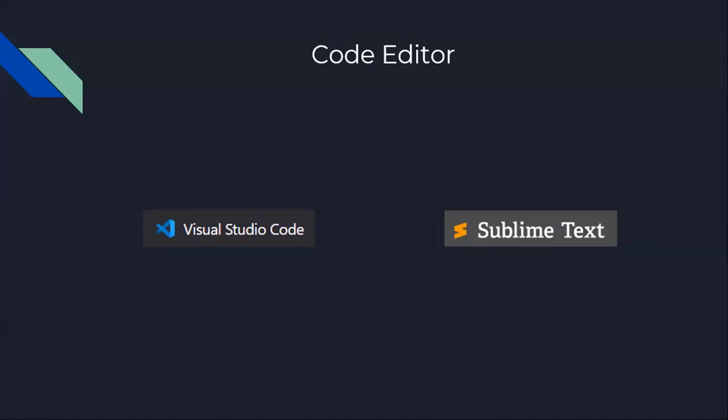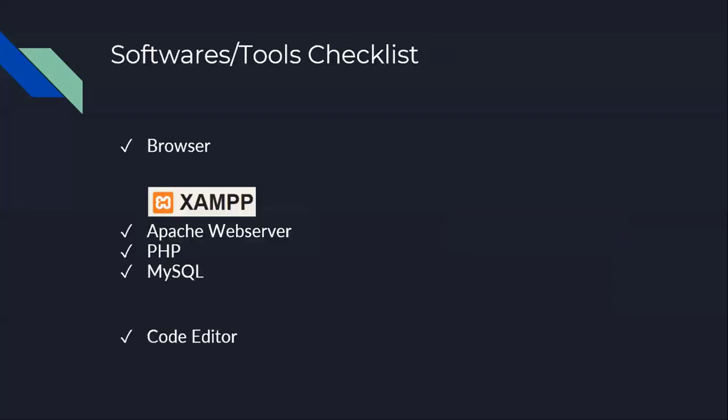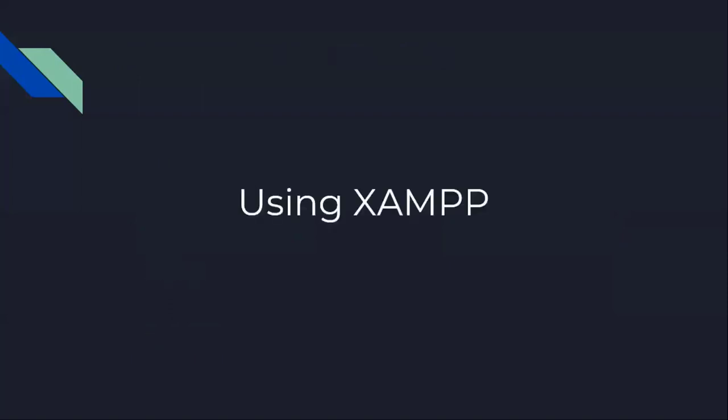If you are a beginner, our recommendation is to start with VS Code as it is lightweight, easy to learn and use, and also it is cross platform. So choose your editor and install it. So now we have installed all the software required for the web development process. Let's see how to use XAMPP in the development process.